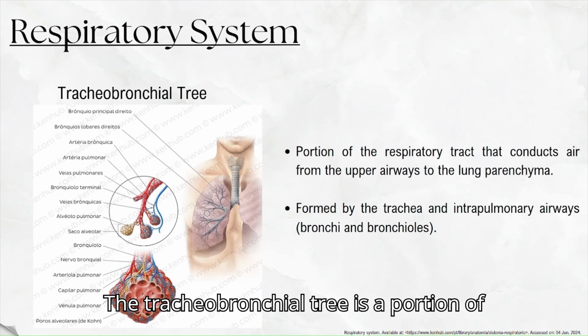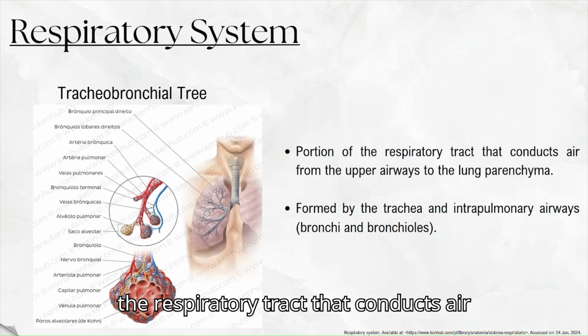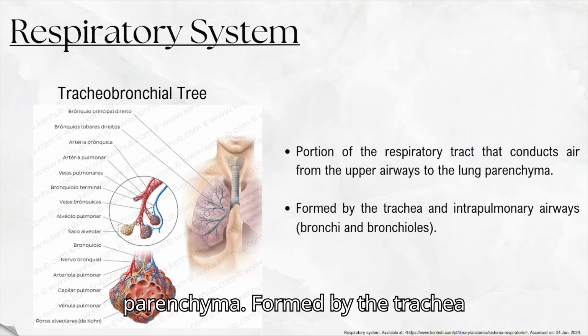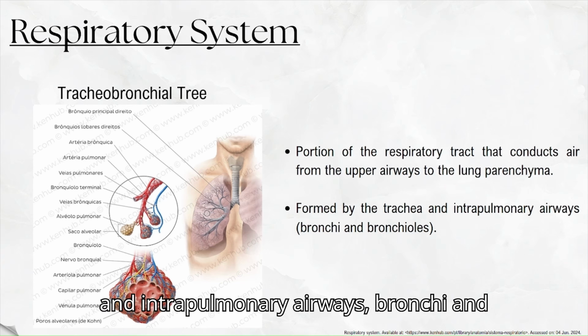The tracheobronchial tree is the portion of the respiratory tract that conducts air from the upper airways to the lung parenchyma, formed by the trachea and intrapulmonary airways, bronchi and bronchioles.